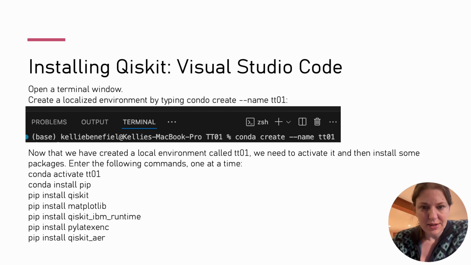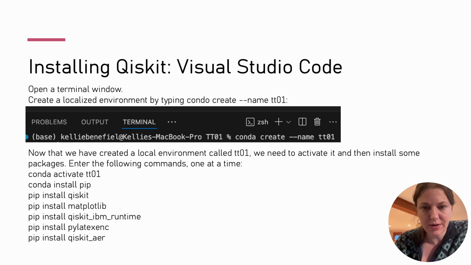So we type conda create and then name our environment, which I named TT01. Now that we've created a local environment, we need to activate it and then install some packages. So we have to enter the following commands, just one at a time. Conda activate TT01. Conda install pip. Pip install qiskit. Pip install matplotlib. We need qiskit-ibm-runtime, pylatexenc, and then qiskit-aer. Once we've gone through all of those, sometimes you'll be prompted to continue with the installation and just hit yes.